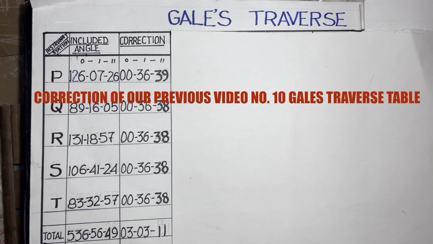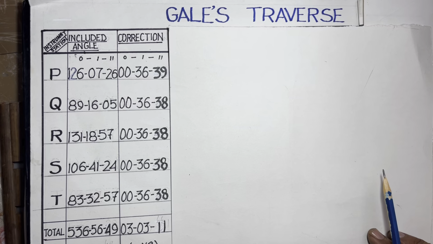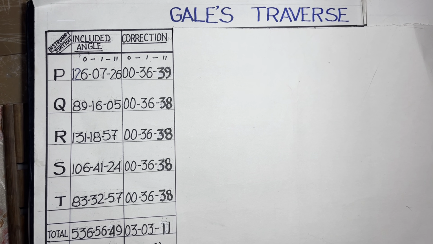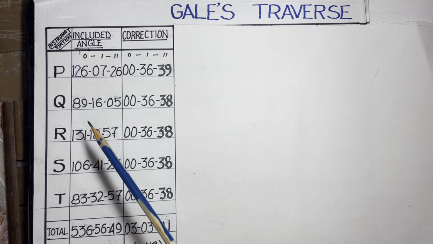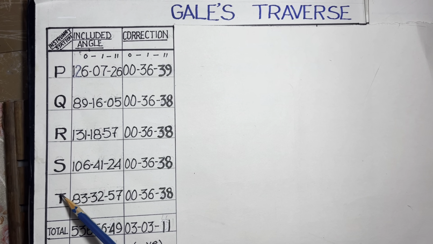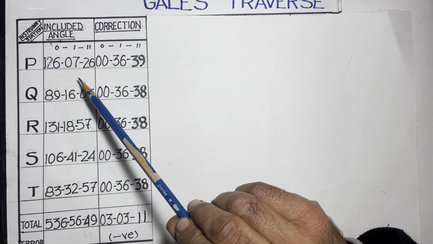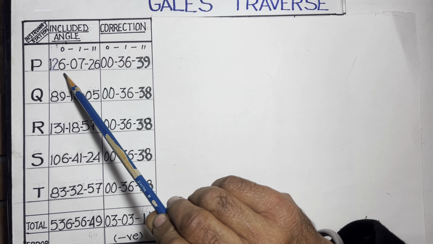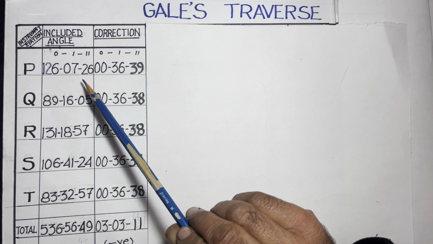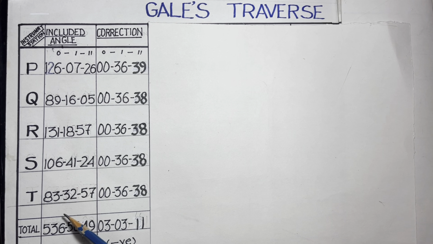As we have collected the data from the field with the help of a digital theodolite, we have plotted one traverse with five sides, P, Q, R, S, T. We observed the interior angles of the traverse. At P, the value is 126 degrees, 7 minutes and 26 seconds. Similarly, the five angles were recorded in the field.